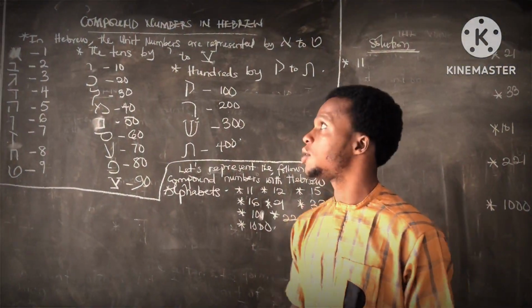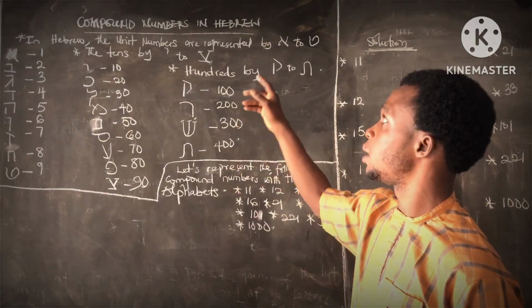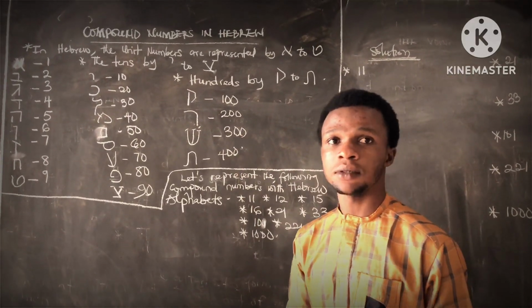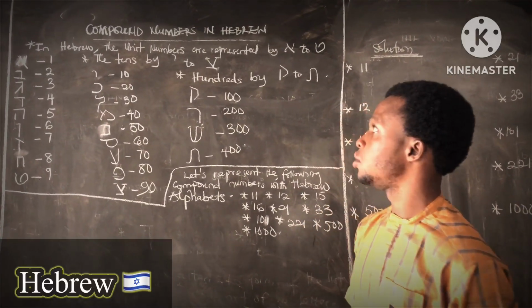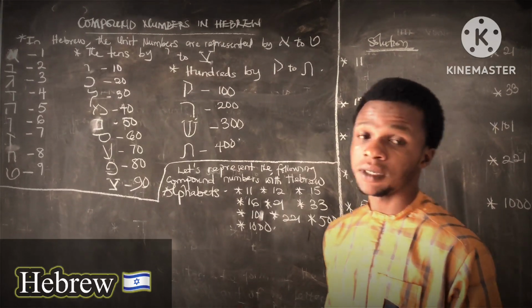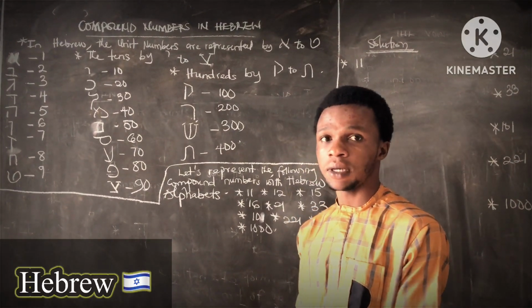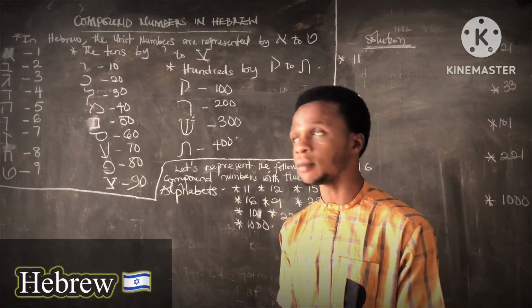Shalom. So today I'll be talking about compound numbers in Hebrew. So, what are compound numbers? They are just numbers that are not whole. They are not whole numbers.